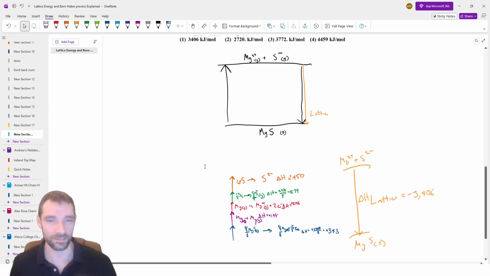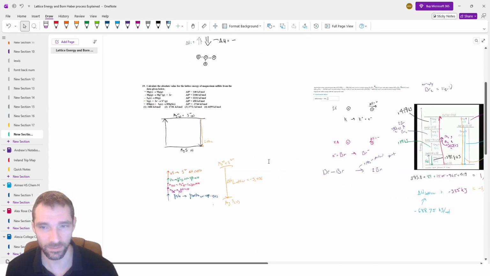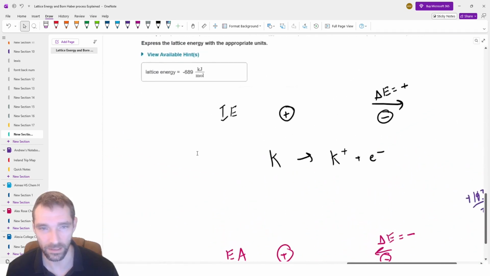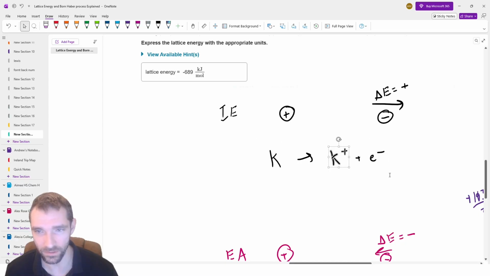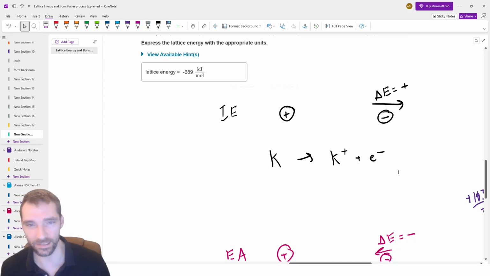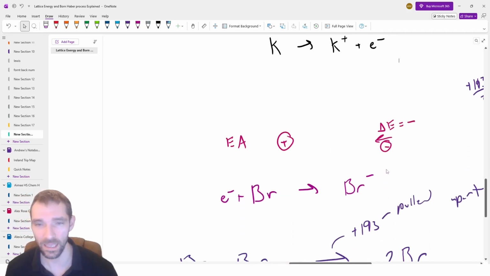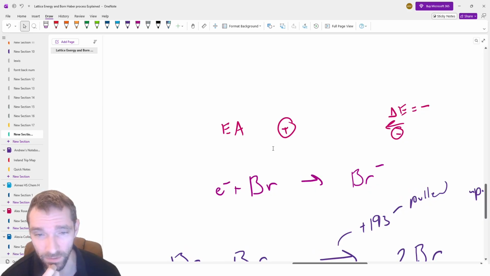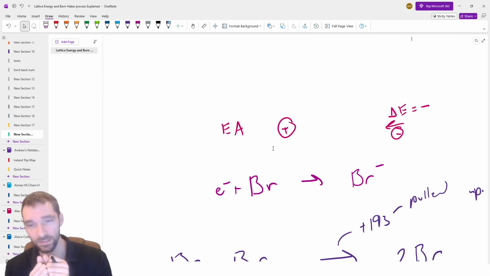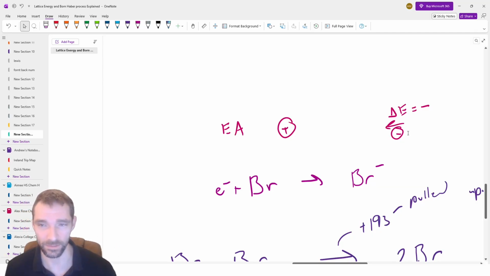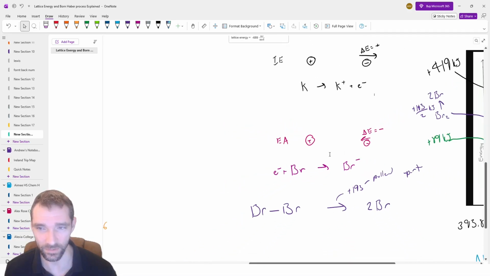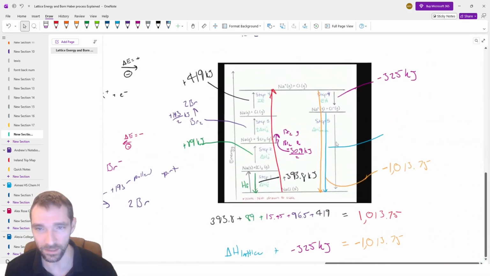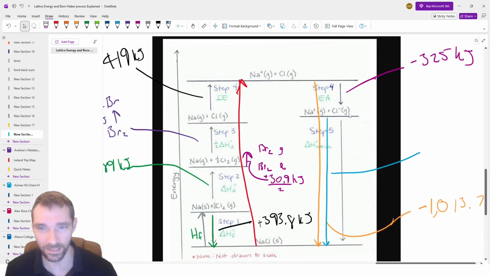If you get confused with the signs on some of these things, generally speaking, I like to think about ionization energy as taking an electron away from a positive charge. So generally speaking, ionization energy is a positive value, and electron affinity is going to be a negative value. When you have an electron fall towards a nucleus, that is generally releasing energy as well.